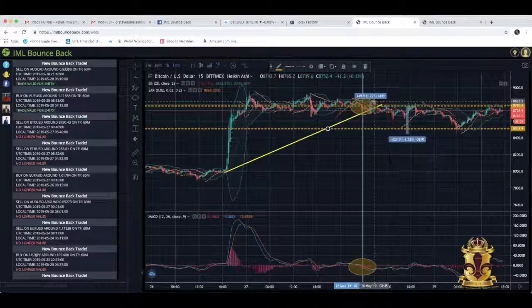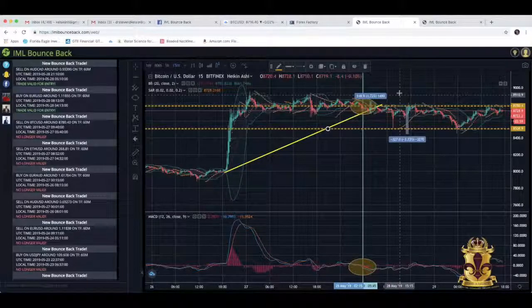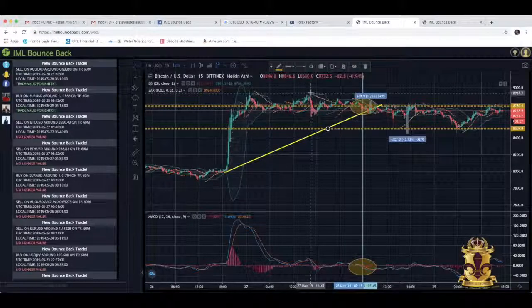So take profit is your next support. Your stop loss is above the previous high. If it's a buy, you're going to put your stop loss below the previous low, and your take profit would be at the next resistance area, which would be right here.